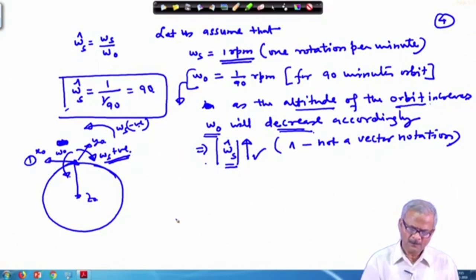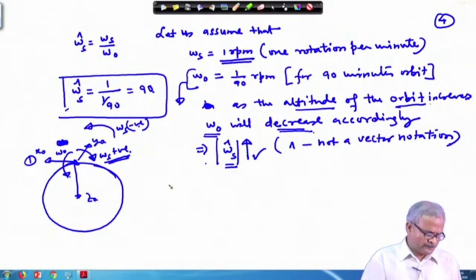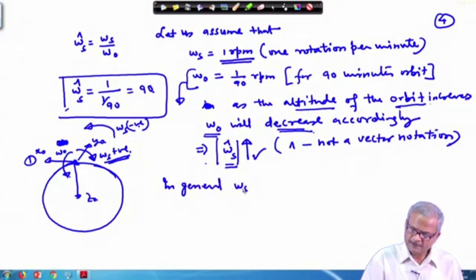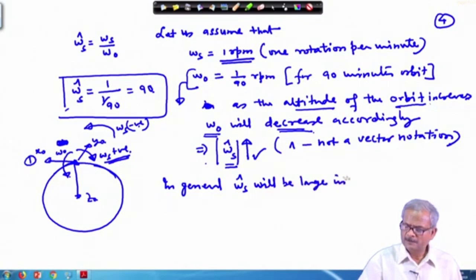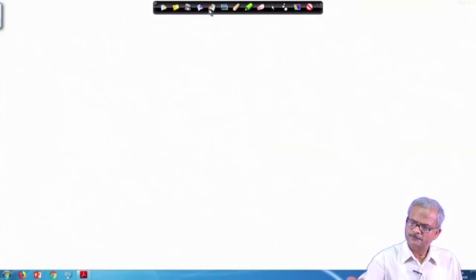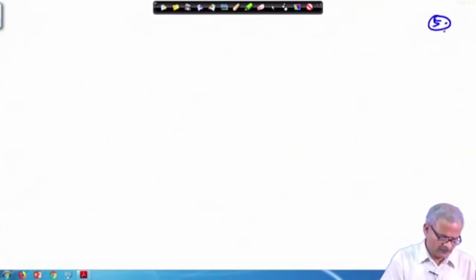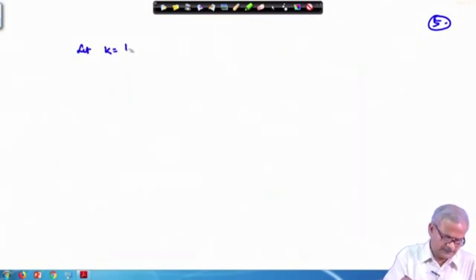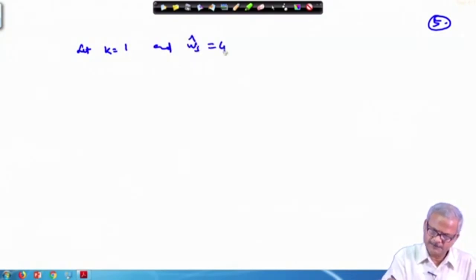Okay. So, now we can discuss the stability part again. In general, omega s cap will be large in magnitude. Now, let us take one example. Let us say k equal to 1 and omega s cap equal to 4.